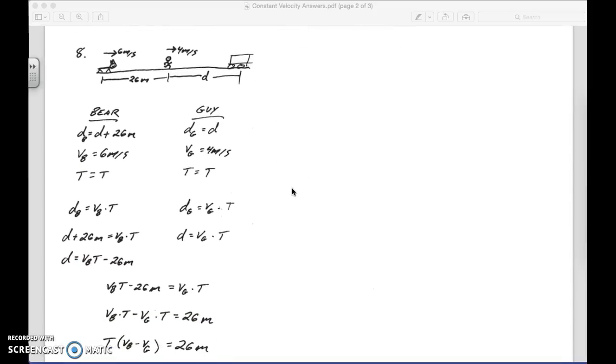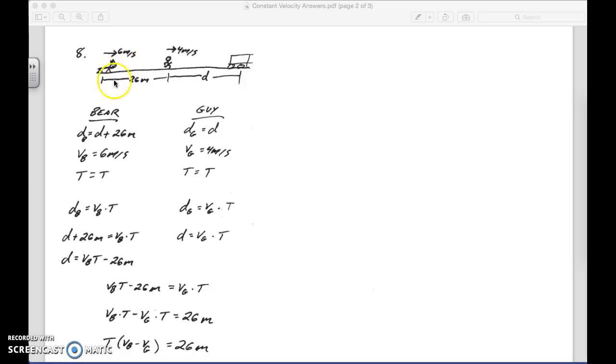Number 8, this is a challenging one. A tourist is being chased by an angry bear. There's my picture of an angry bear. And they're running in a straight line toward the car at a speed of 4 meters per second. So that's the person running right there. The car is a distance d away. We're not sure how far away the car is.